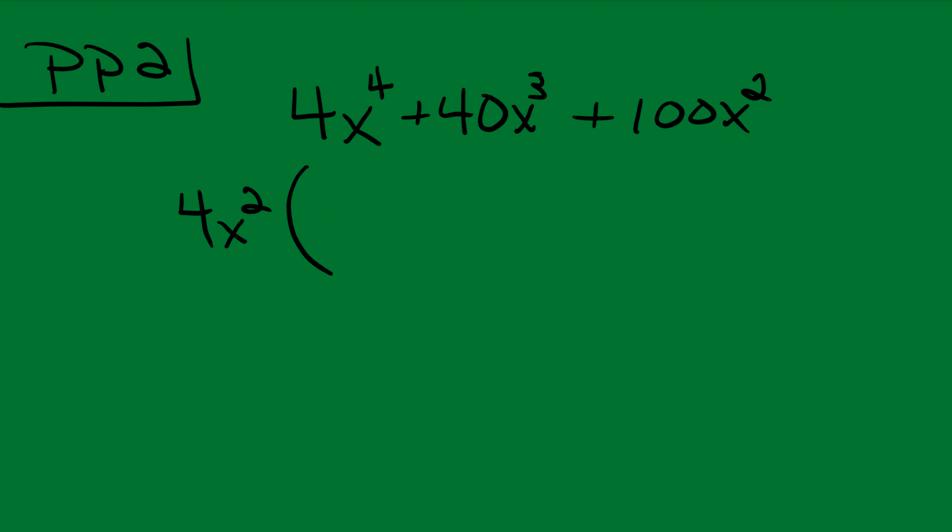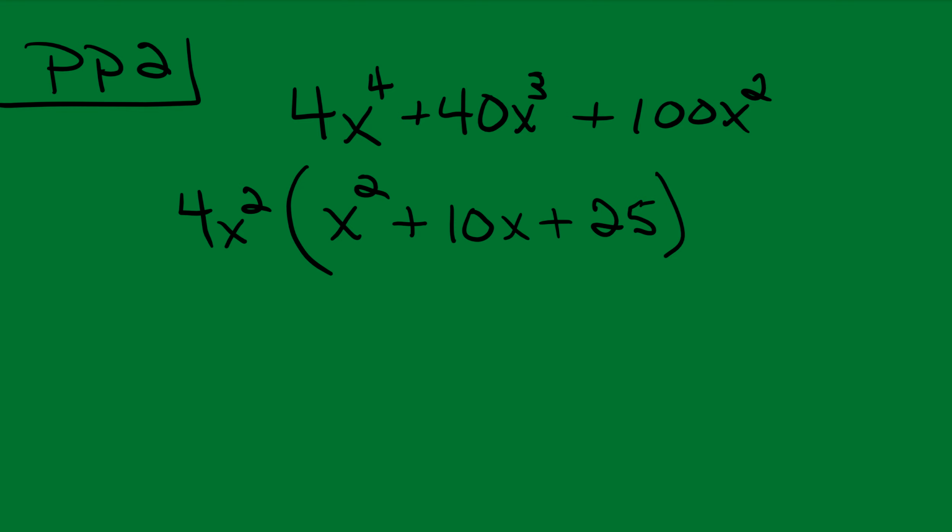And now I'm going to put back what's left over. 4 divided by 4 is 1. X to the 4th divided by x squared is x squared. And then 40 divided by 4 is 10. X cubed divided by x squared is x. Copy down my plus sign. And then 100 divided by 4 is 25, and x squared divided by x squared is 1. We take the 1 and multiply it to the 25, so the 25 remains the same.